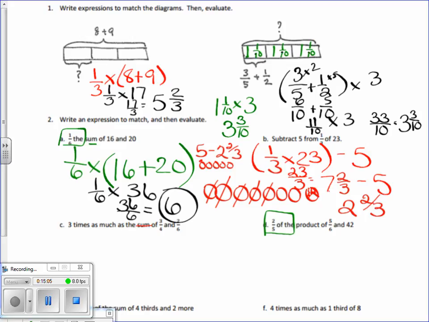3/4 and 2/6. So I'm adding 3/4 and 2/6. What am I doing with them? You're going to put parentheses around them, then put a times right there. Then 3. So 3 times as much as the sum of that. Yeah. So it's 3 times as much as that sum. Am I right? Yeah. Okay.